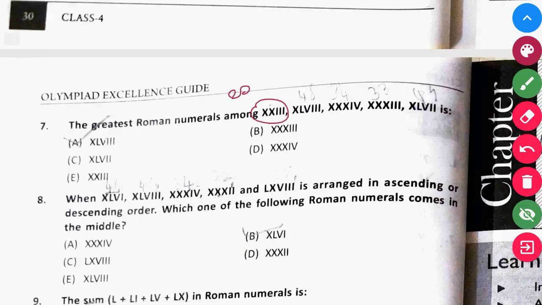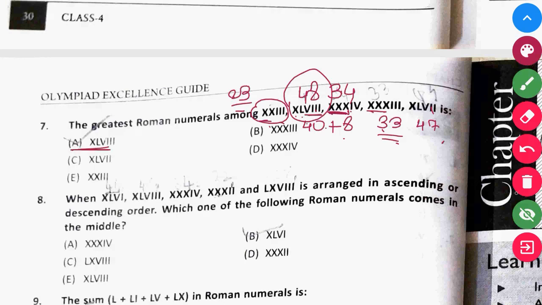Okay, now here the first number is 23, simple, XX and III. XL means 40 and VIII means 8. So it is 48. XXXIV means 34, XXXIII is 33 and 47. Now the numbers are 23, 48, 34, 33 and 47. So which is the greatest one? 48, which is denoted by XLVIII.